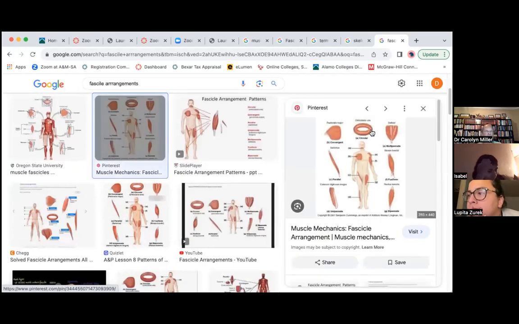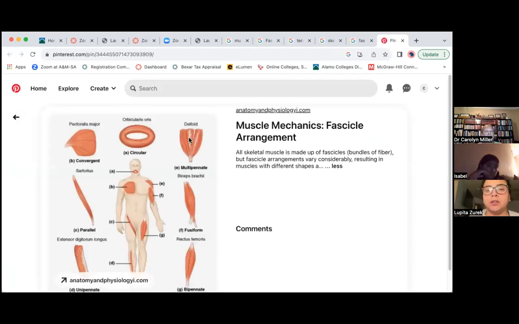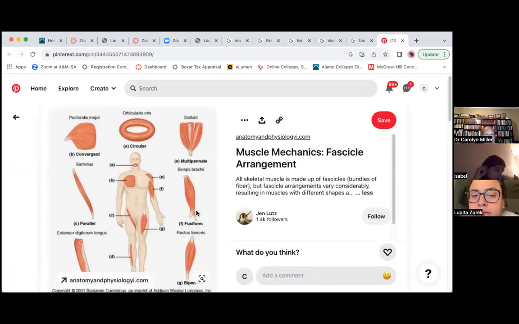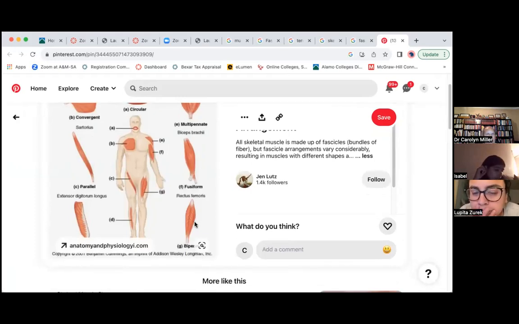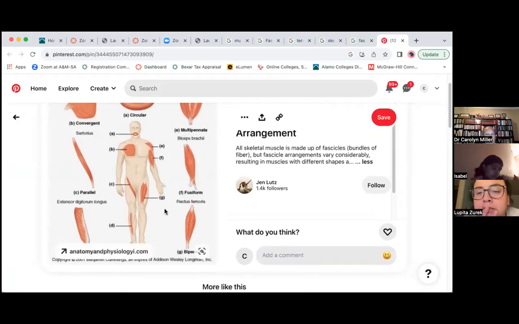Circular is around most orifices. So the orbicularis oculi around the eye, orbicularis oris around the mouth, the anal, the urethra, any orifice typically has circular fascicles. Then we said pectoralis was convergent. The deltoids are multipennate. The rectus femoris is bipennate. And the biceps brachii are fusiform. Then we talked about this one being unipennate. The sartorius has parallel fascicles.